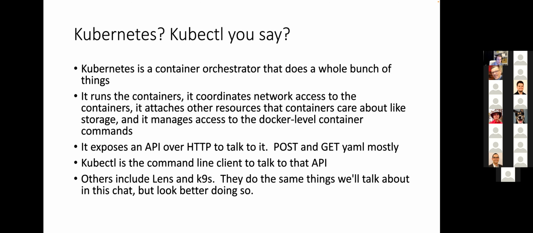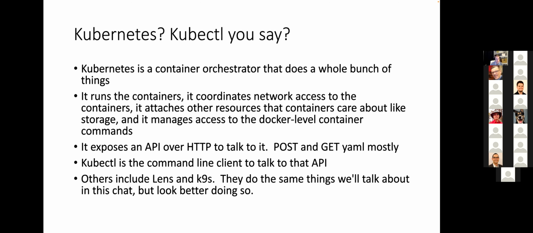You're running Docker containers, and it'll run them on a particular server. It'll build up a cluster of servers, and it will run a container. It will schedule it on a particular server. It'll schedule the things that container needs to be local to it on that same server. It coordinates network access across those containers. It can attach things like additional storage. It can attach load balancers to those containers. And it manages access to all of the commands that allow it to do that.